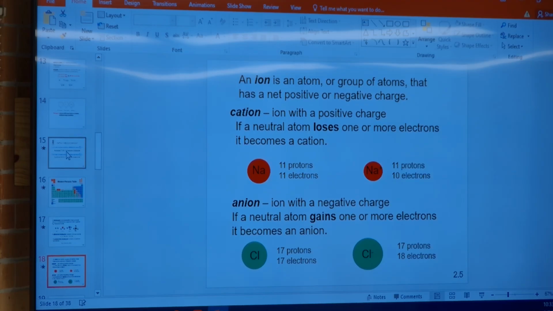Again, keep in mind the proton is positive 1 charge, the electron is negative 1 charge. If you have an extra 1 electron, it's negative 1. If you have more protons than electrons, then it's a positive charge. Right?